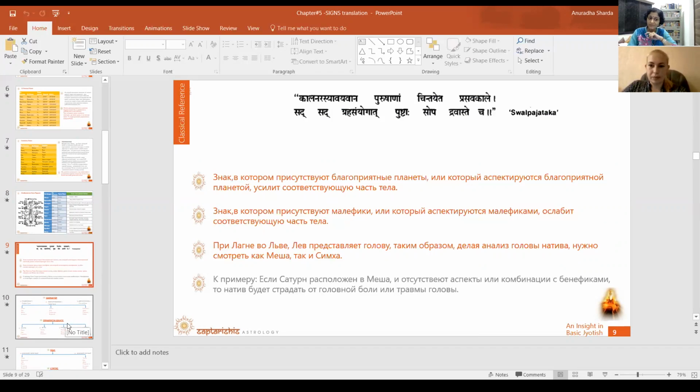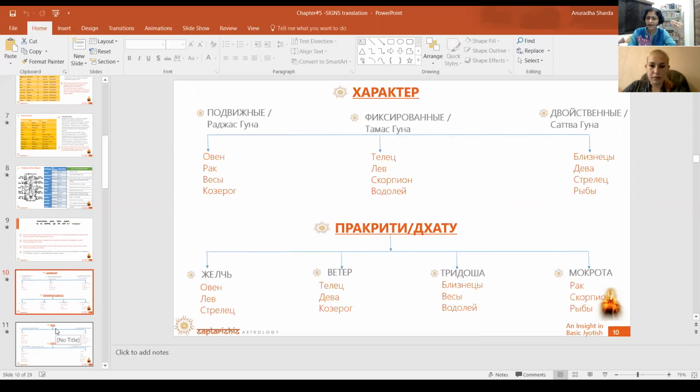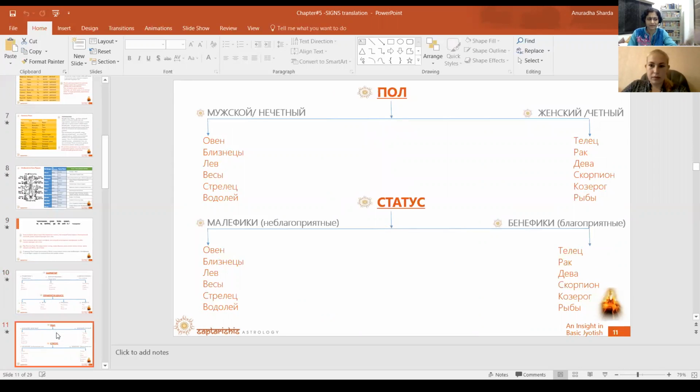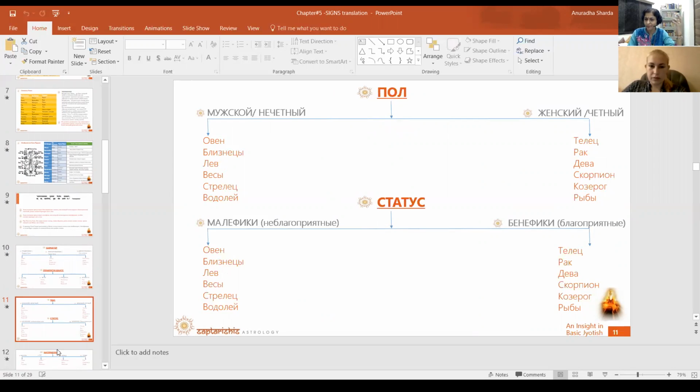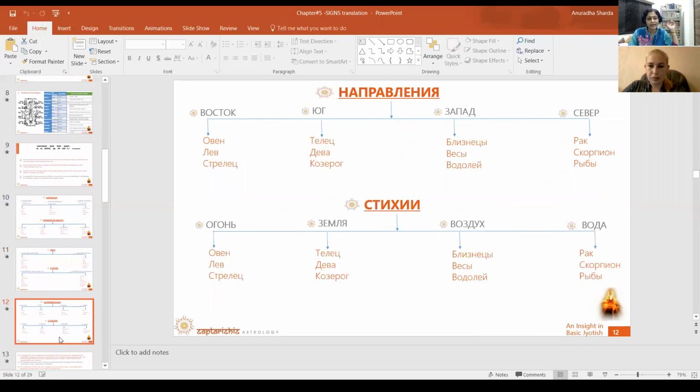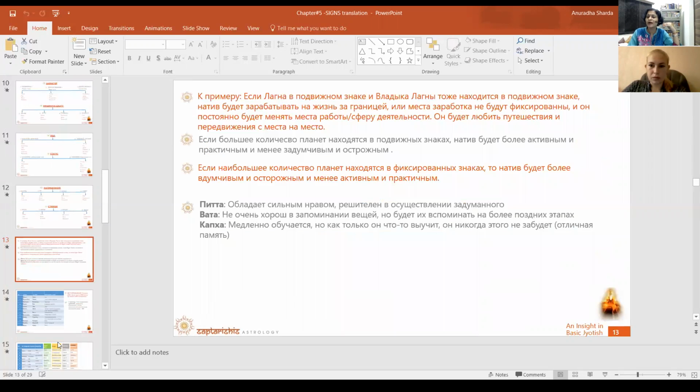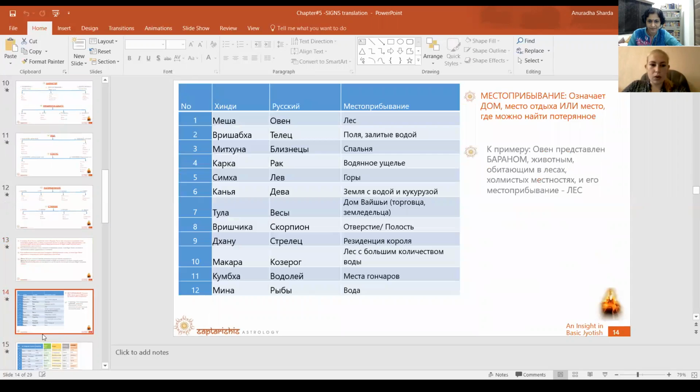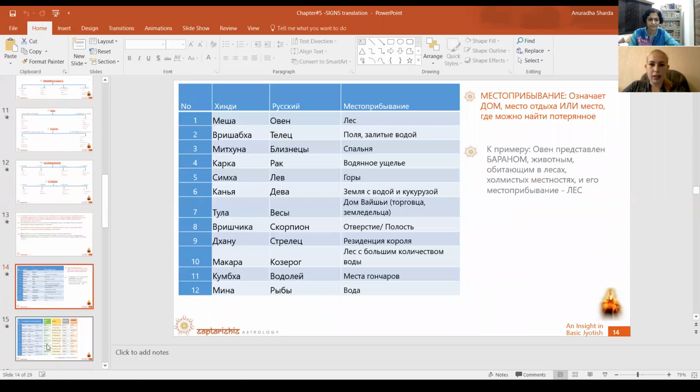So like this, every sign has a different gender. It is governed by different planets. It has a different ruler. The direction that it rules is different. And it might have a different element as such. So every sign will show a different characteristic.